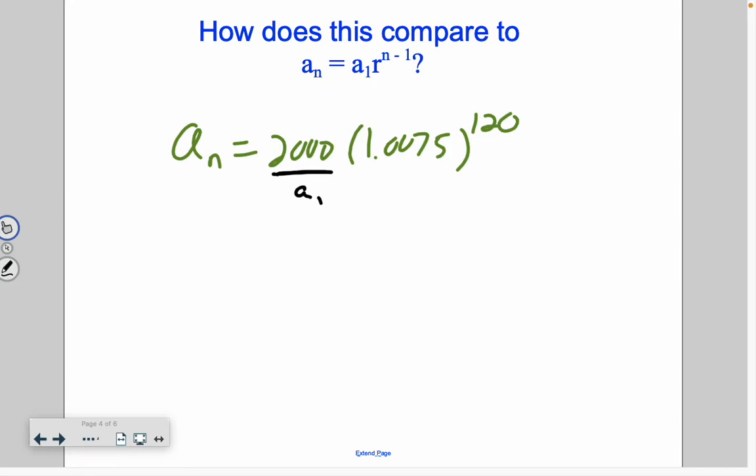Once we simplified everything down, what is the 1.0075? That's your rate. That's your multiplier. Every month, you are multiplying by 1.0075 to get how much you would have at the end of the month. And then you do it again at the end of the next month. And again at the end of the next month. And again and again. Like I said, all this was, once we simplify, is just a geometric sequence. 120 times, because you're compounding 120 times over the 10 years.